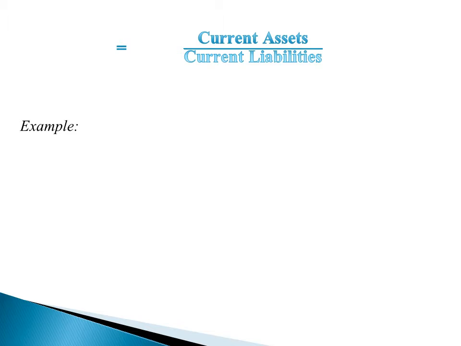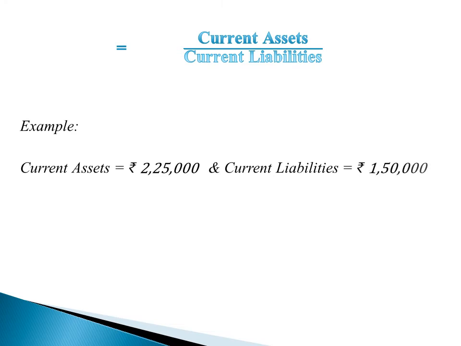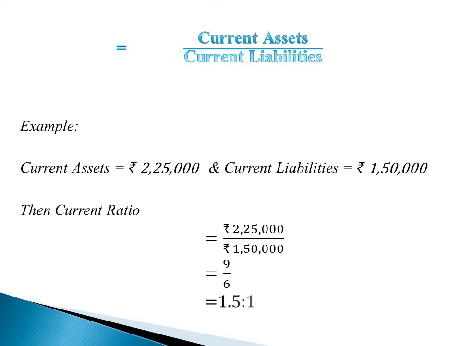Now here I have taken an example of total current assets and total current liabilities directly. So current assets here are rupees 2,25,000 and current liabilities are rupees 1,50,000. So current ratio comes to rupees 2,25,000 divided by rupees 1,50,000, which comes to 9/6. So the final ratio is 1.5:1. This means for every rupee 1 of current liability, current assets of rupees 1.5 are available with the firm.